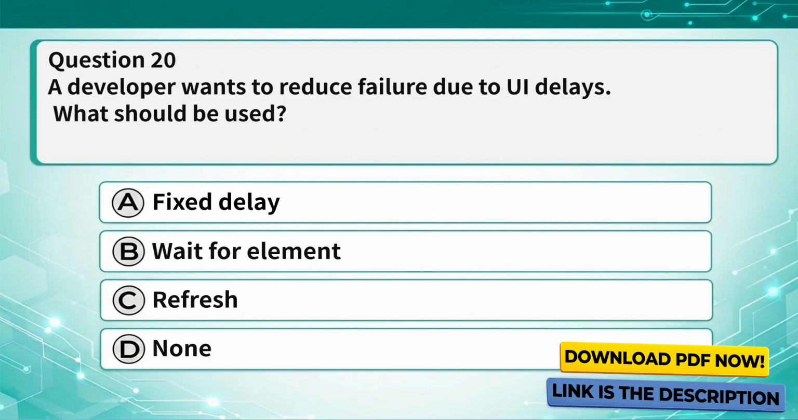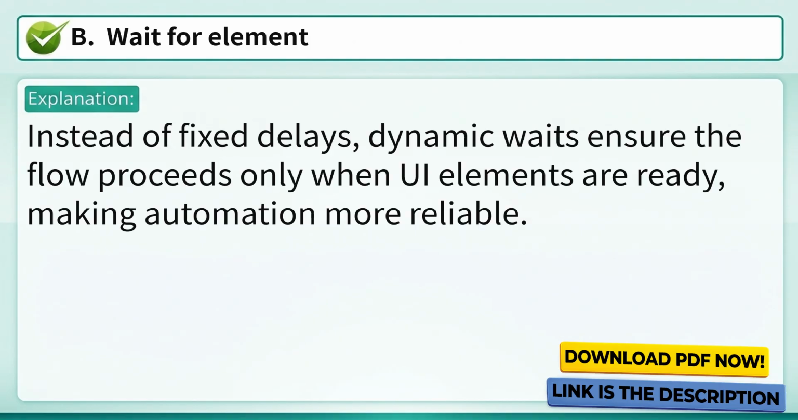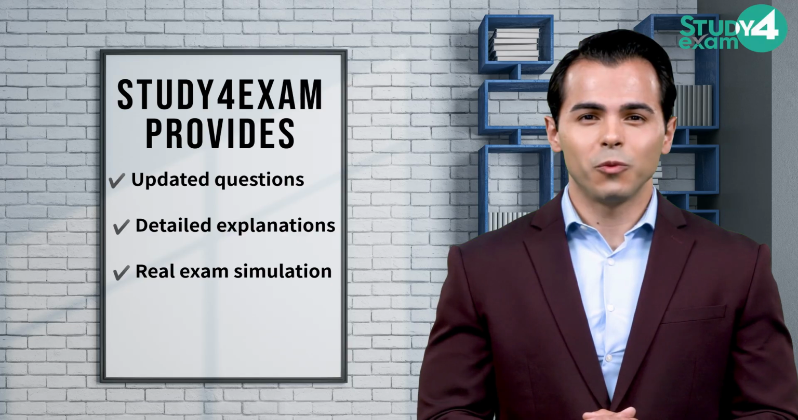Question 20. A developer wants to reduce failure due to UI delays. What should be used? A. Fixed delay. B. Wait for element. C. Refresh. D. None. Correct answer, B. Wait for element. Explanation: instead of fixed delays, dynamic waits ensure the flow proceeds only when UI elements are ready, making automation more reliable.